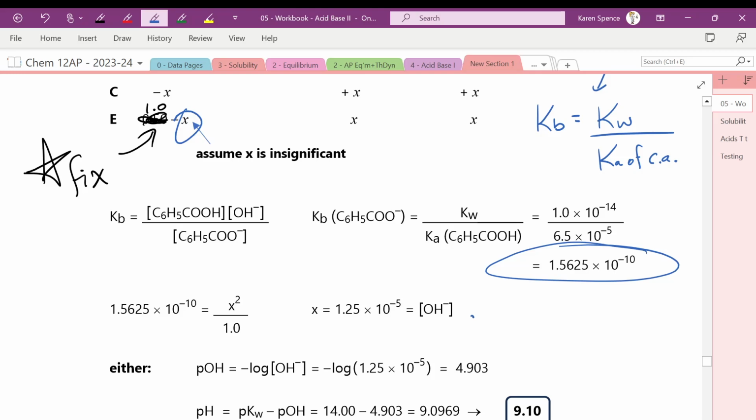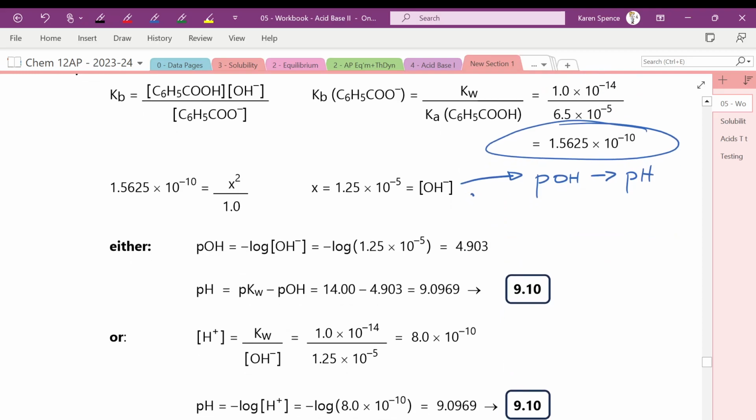And then you take your pOH. Don't forget, you can go from OH to pOH to pH, or you can go from OH to concentration of H plus to pH. You should be very fluent in all of those.